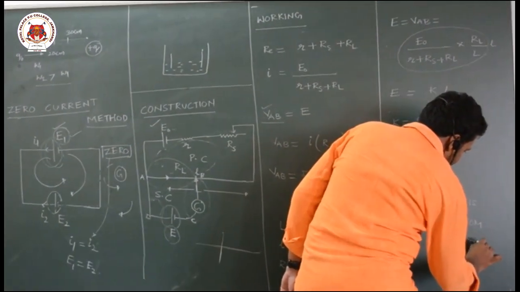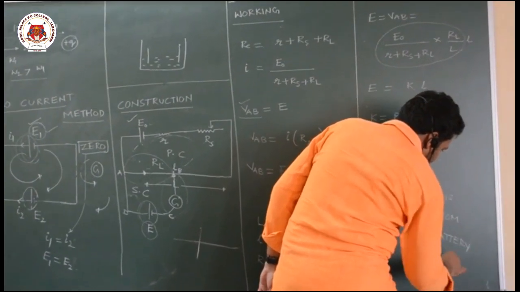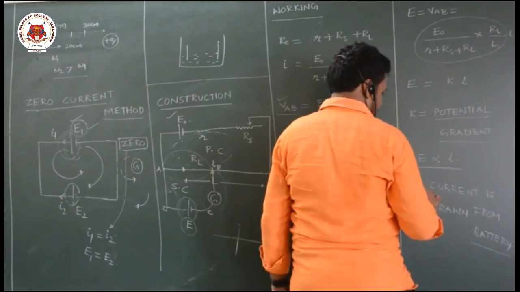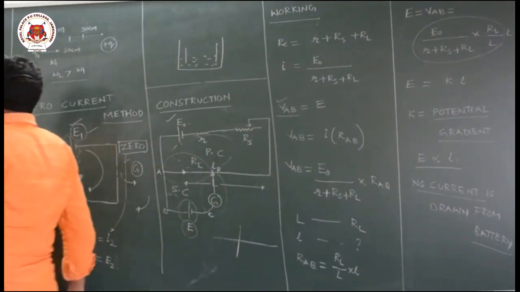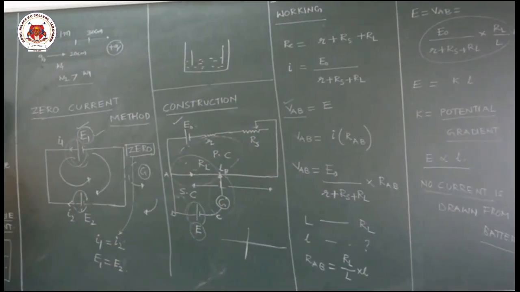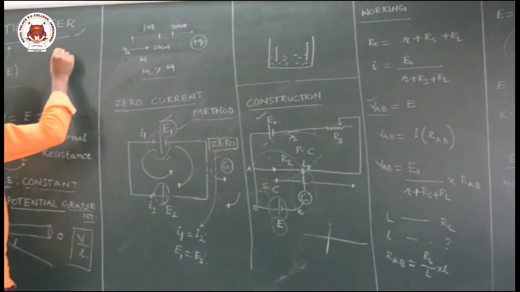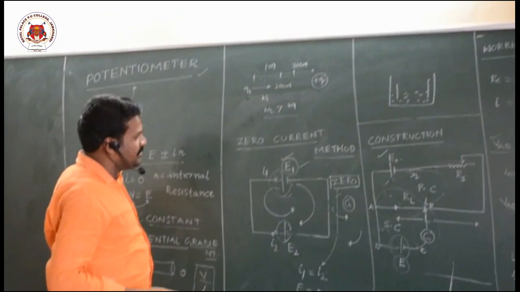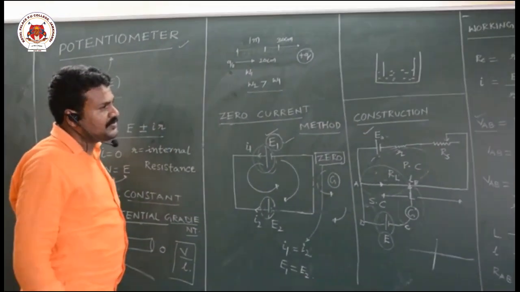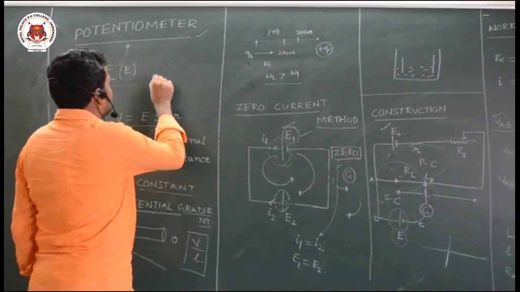That's why a potentiometer can measure the EMF of the cell. Now, sometimes this potentiometer can measure a potential difference of very small value, that is its sensitivity. So what happens to its sensitivity?